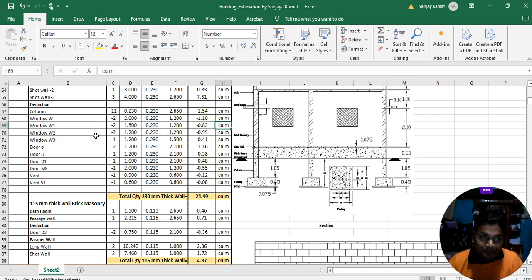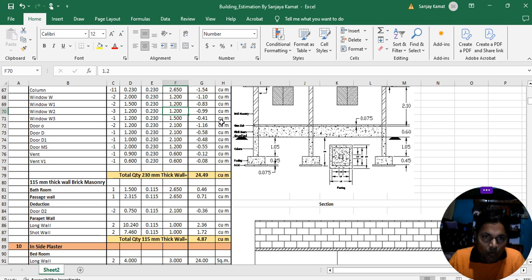Once you get the W1 value, you work for the window 2 value. Okay. So for this, we are taking the number of windows W2 minus 3, and then length we are taking 1.200 meter, and then breadth should be the same, 0.230 meter, and depth should be 1.200 meter. And once again you got the 4 values, multiply these, and you will get minus 0.99 cubic meter.